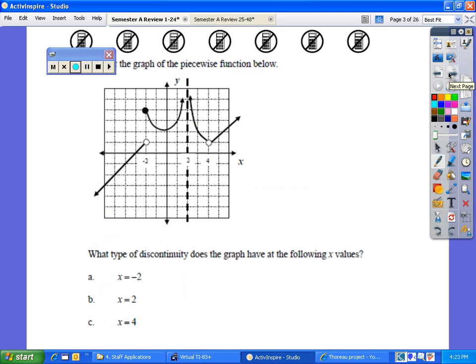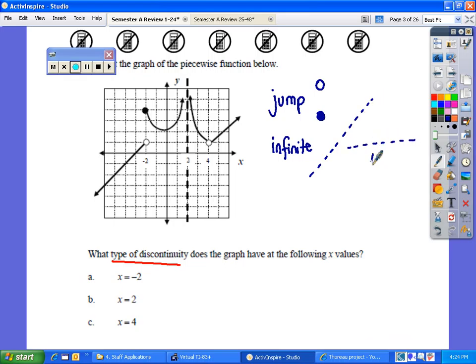All right, type of discontinuity. There are 3 types. The first type is called jump discontinuity. It's basically when we have a point here and a point here, and it pretty much just jumps in the graph. It jumps from one point to the other, usually one closed and one open. And we have infinite discontinuity. That's usually an asymptote of some kind, whether it's horizontal or vertical. And it's an asymptote. It's going in both directions forever.